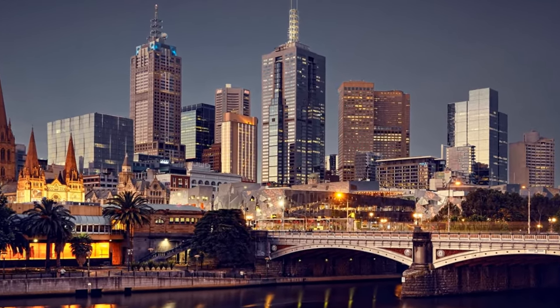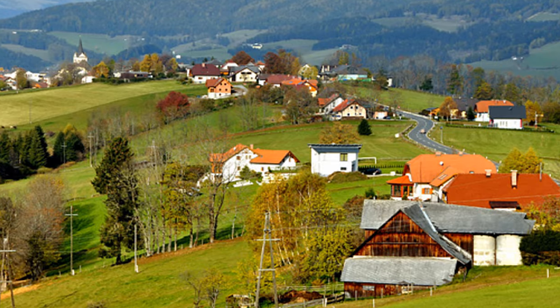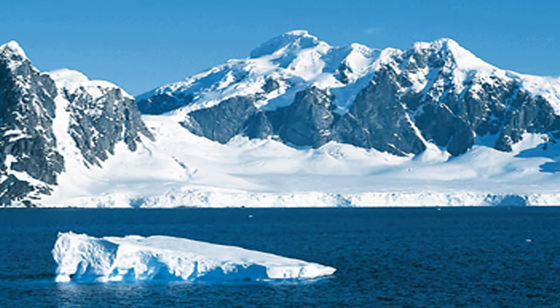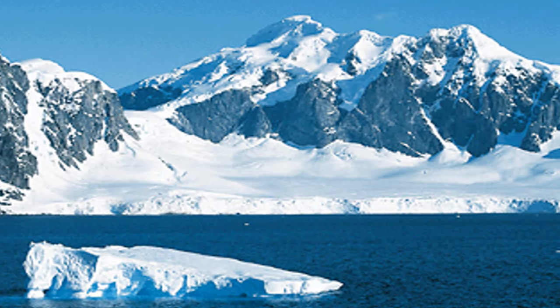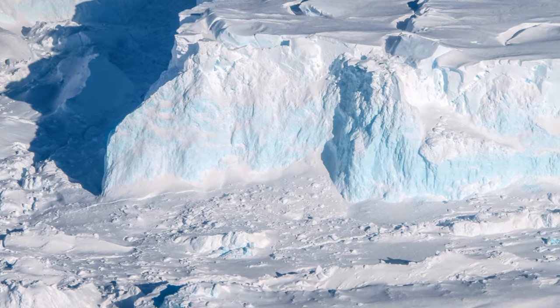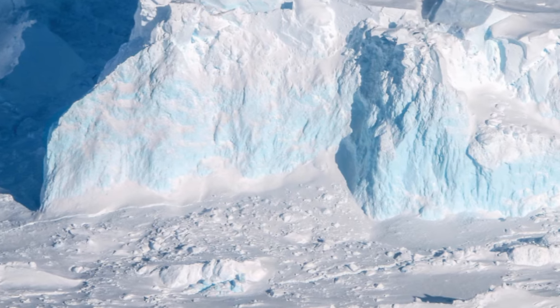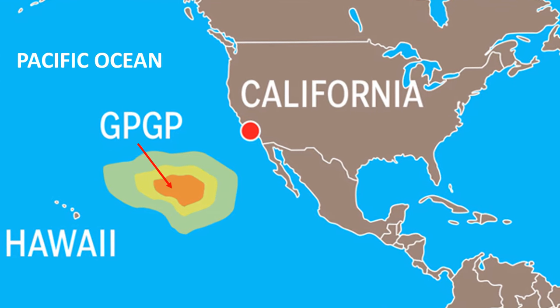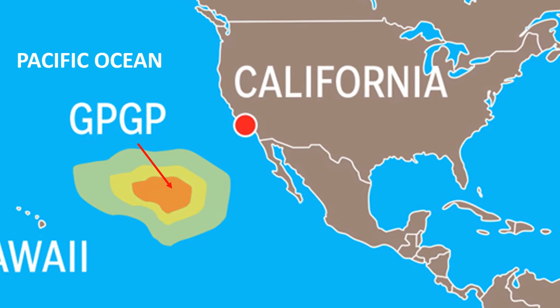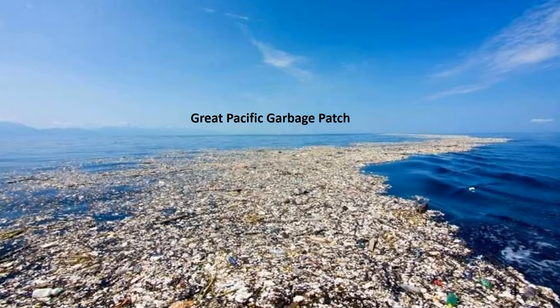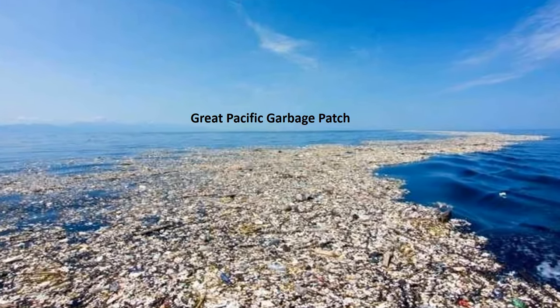Urban areas are more polluted than the countryside. Pollution can spread to remote places where no people live. For example, pesticides and other chemicals have been found in the Antarctic ice sheet. In the middle of the northern Pacific Ocean, a huge collection of microscopic plastic particles forms what is known as the Great Pacific Garbage Patch.